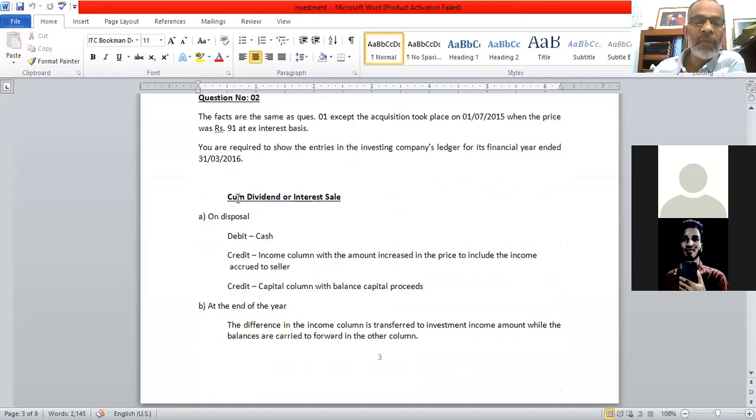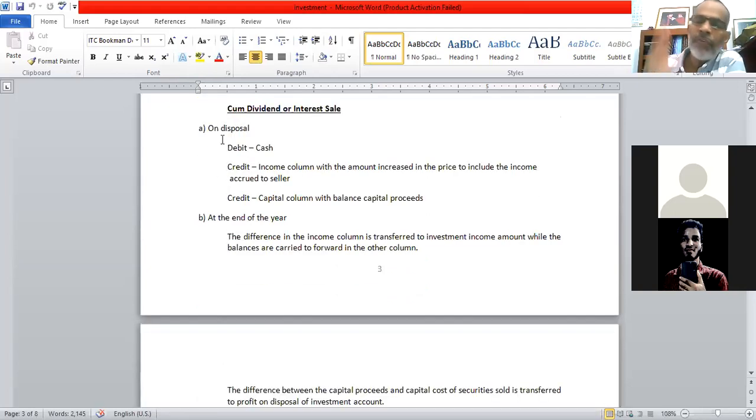Okay, today we will look at the sales. In sales there are also two arrangements: cum sales or ex sales. If you are using a cum dividend or cum interest basis, how do you record? Or else, if we don't want to go for a cum dividend sale, we go for an exclusive or ex dividend basis. How to record? Those are the things to be discussed.